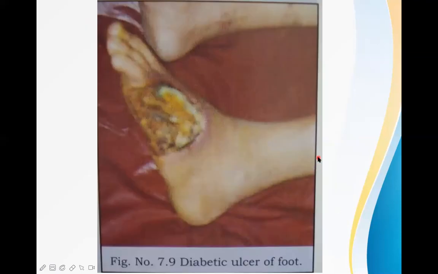Another is diabetic ulcer of the foot. Now, this person must be a diabetic, otherwise we don't call it a diabetic ulcer. Why can diabetic people develop ulcer so easily? What's the mechanism? What's the reason? Yes, I want to hear some answers. Slow healing, sir. Because the diabetic patient does not heal easily. We can say that because of slow healing.